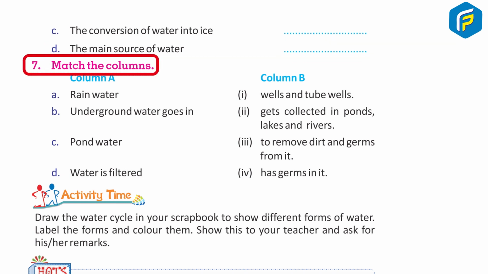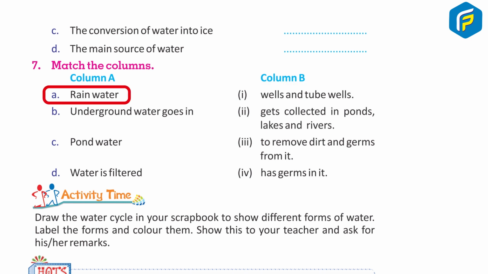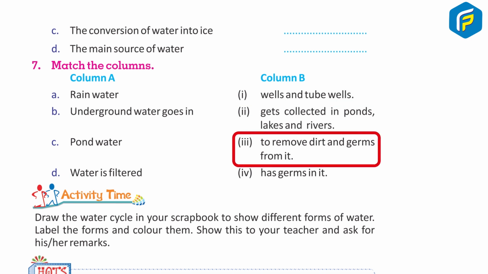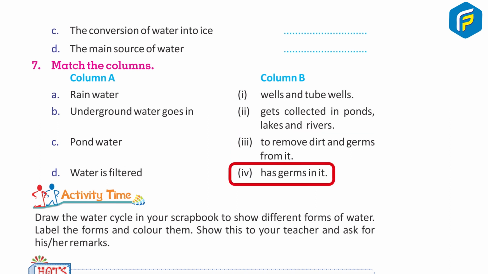7. Match the columns. Column A, column B. A. Rainwater. B. Underground water goes in. C. Pond water. D. Water is filtered. 1. Wells and tube wells. 2. Gets collected in ponds, lakes and rivers. 3. To remove dirt and germs from it. 4. Has germs in it.